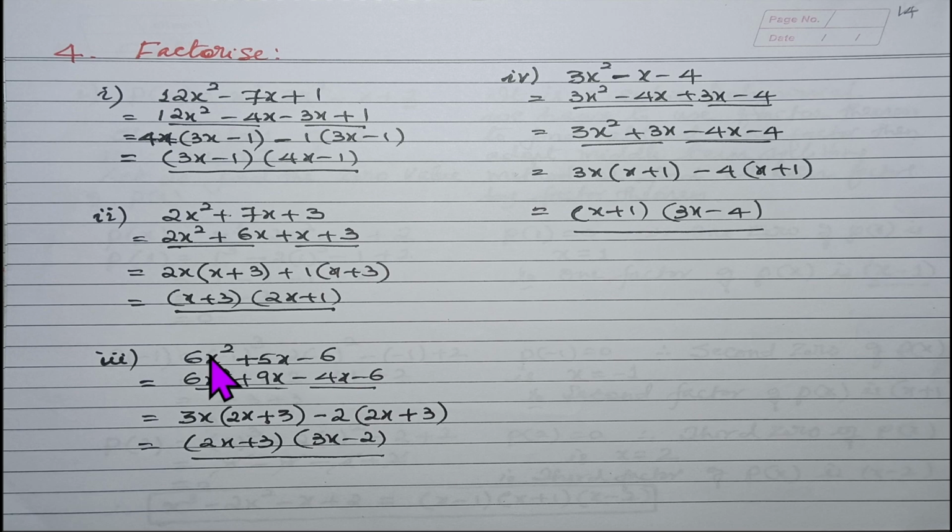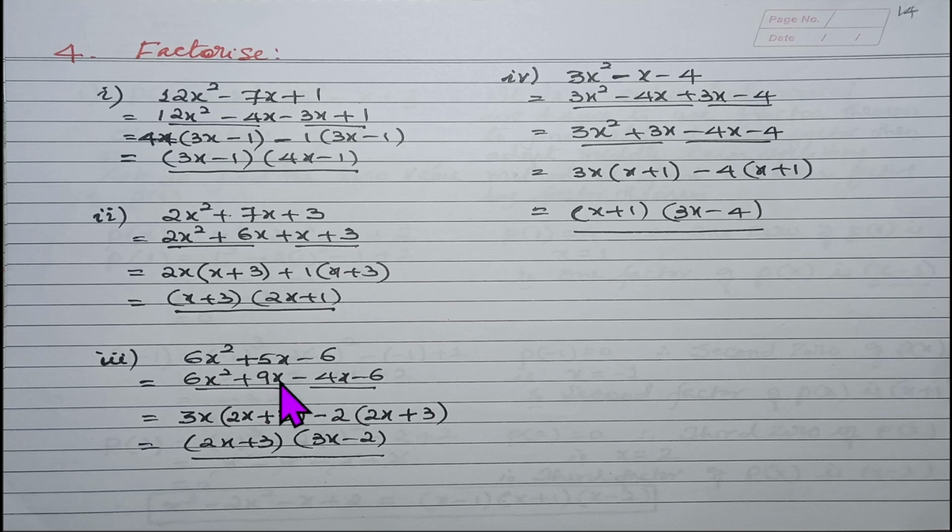Now coming to the next example, 6x square plus 5x minus 6 is the polynomial given to us, and now 6 into 6 is 36. With a minus sign, therefore I should get minus 36, and I should get plus 5 in the middle. Therefore by splitting it into 9x and minus 4x, let us understand here, plus 9 into minus 4, 9 into 4 is 36, so minus 36 is correct, plus 9 and minus 4 is plus 5, the splitting is correct.